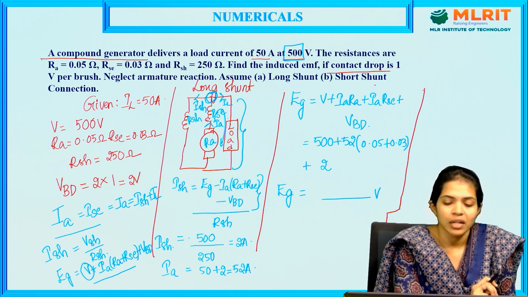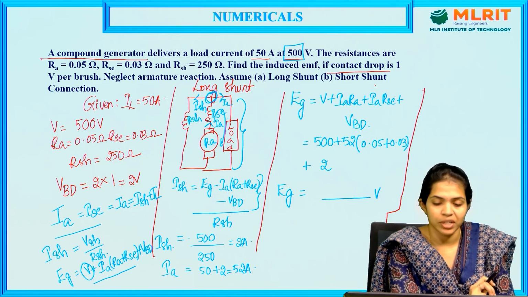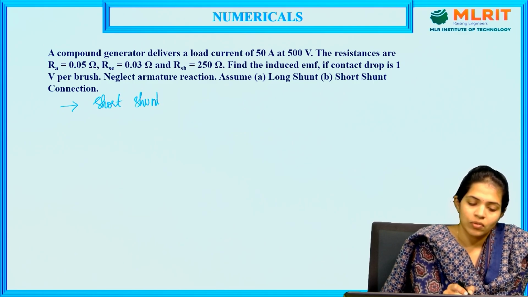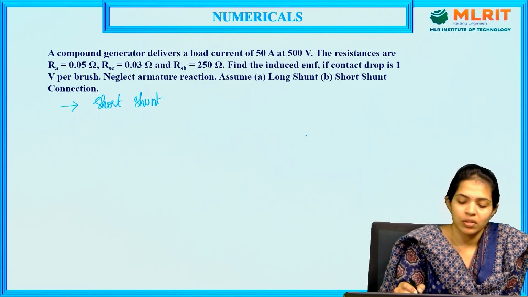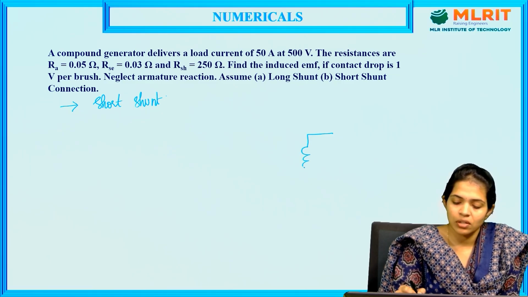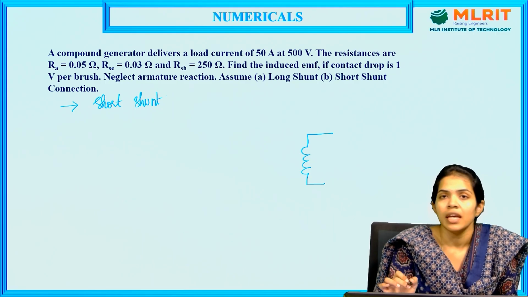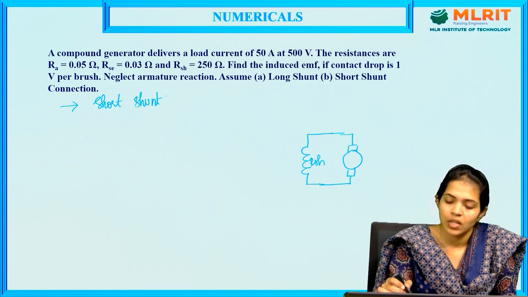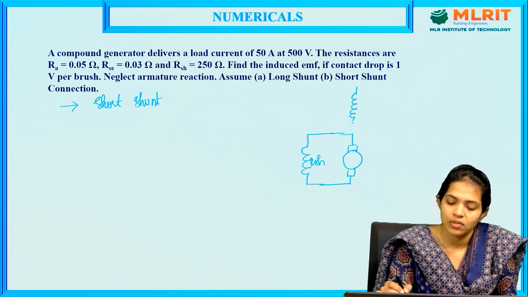Then moving again, calculating it for the short shunt compound generator. Now assuming the case of short shunt compound generator, we need to first draw the circuit. A short shunt compound generator is a generator in which the shunt field winding is only connected across the armature terminals. And apart from this, we have the series field winding.